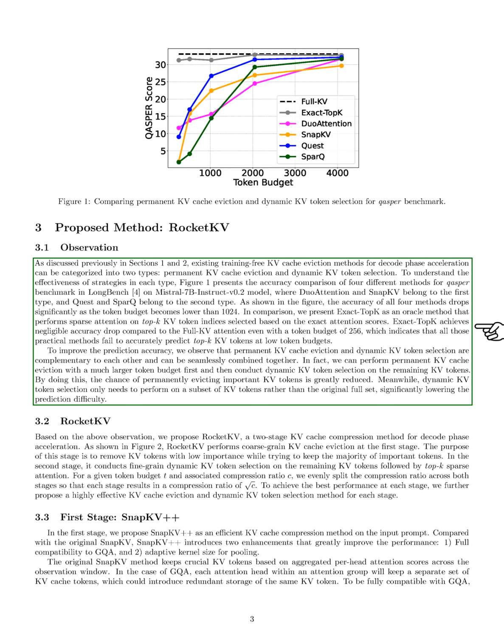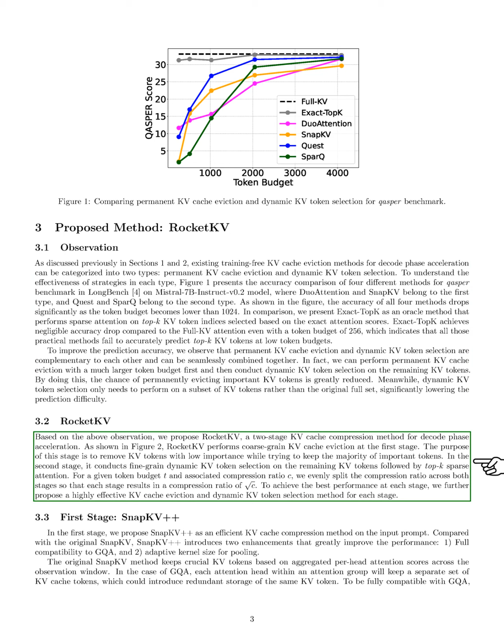To enhance prediction accuracy, we note that permanent KV cache eviction and dynamic KV token selection can complement each other effectively. We can first apply permanent eviction with a larger token budget and then perform dynamic selection on the remaining tokens. This approach minimizes the risk of losing important KV tokens and reduces the complexity of dynamic selection since it only needs to focus on a smaller subset of tokens.